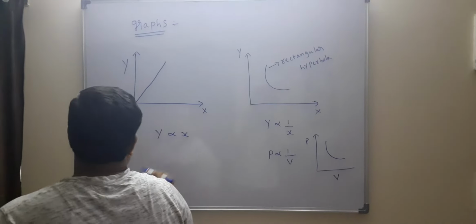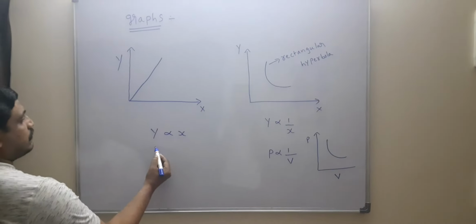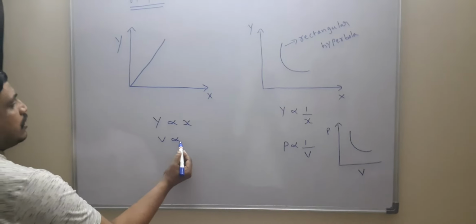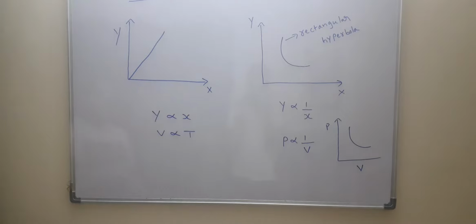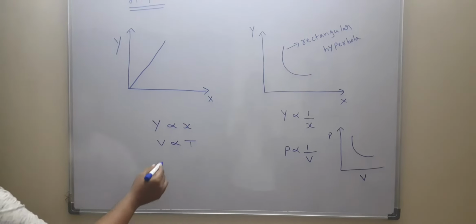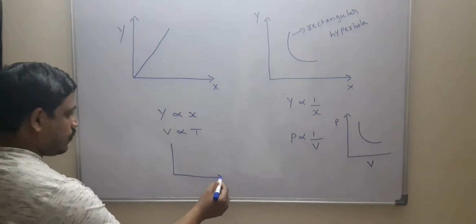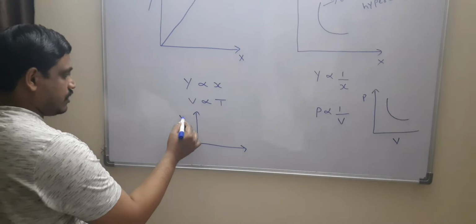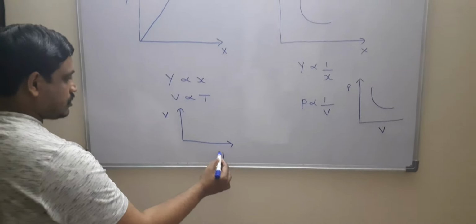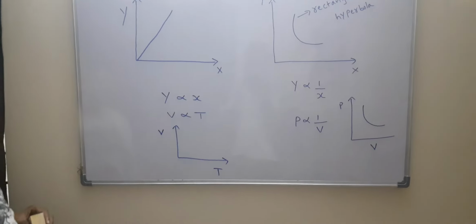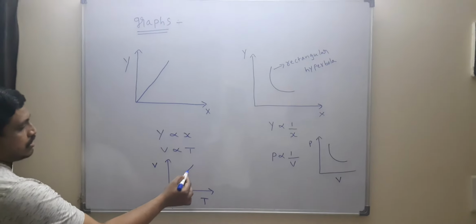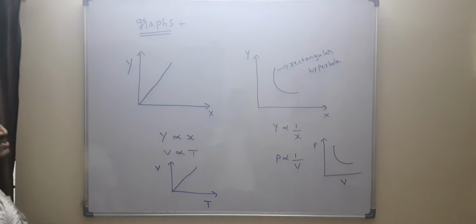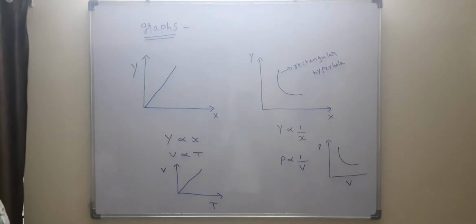Another best example is Charles law. What is the Charles law? Volume of the gas is directly proportional to absolute temperature. Here, volume can be taken as y-axis, temperature can be taken as x-axis. Y-axis, x-axis directly proportional. The graph shape is straight line. Okay? Look here now.